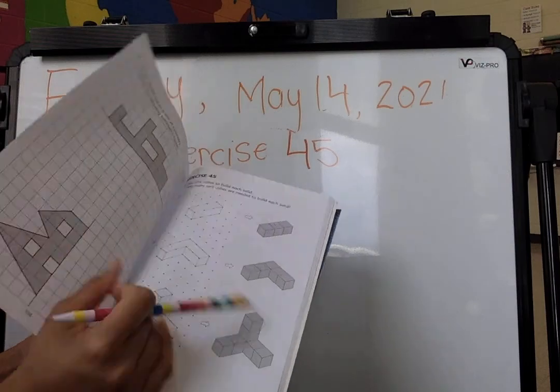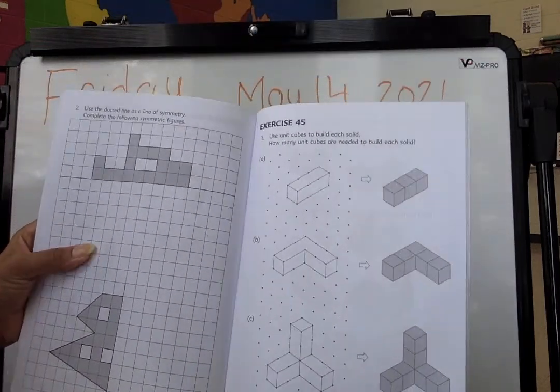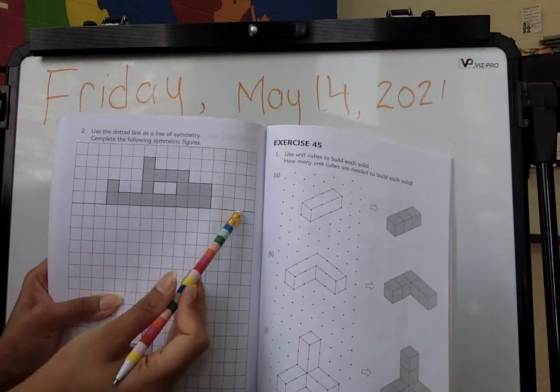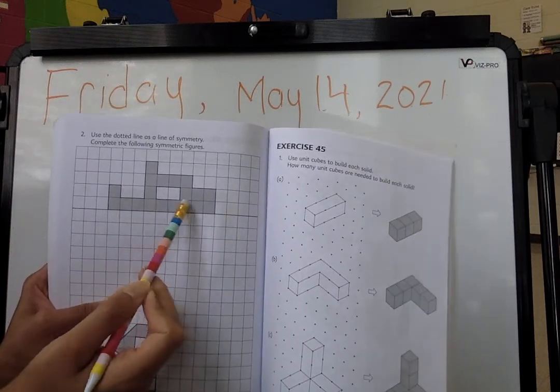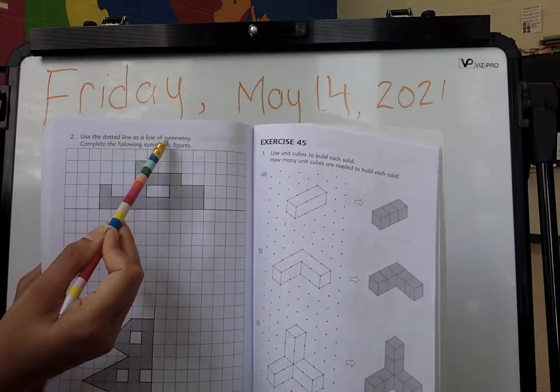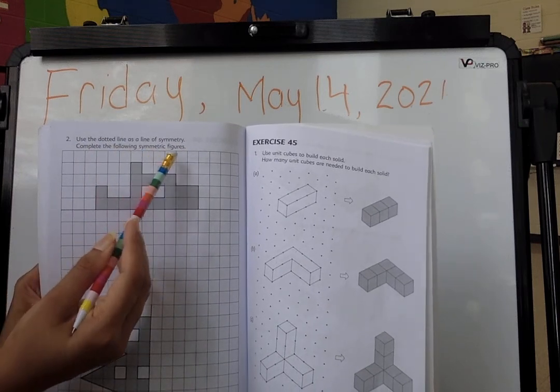And then our next page is, they've given you a big shape. So they've said, and they've given you a symmetrical line. Okay. So here it is at the bottom. Here it is on the side. Use the dotted line as a line of symmetry. Complete the following symmetric figures.